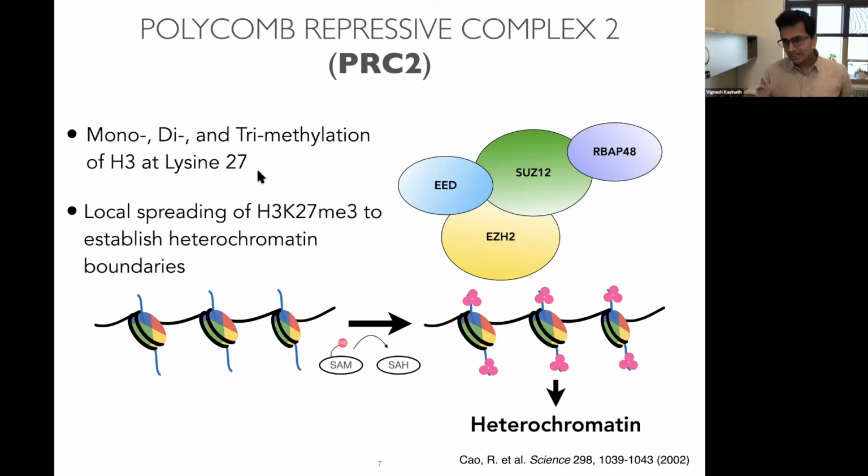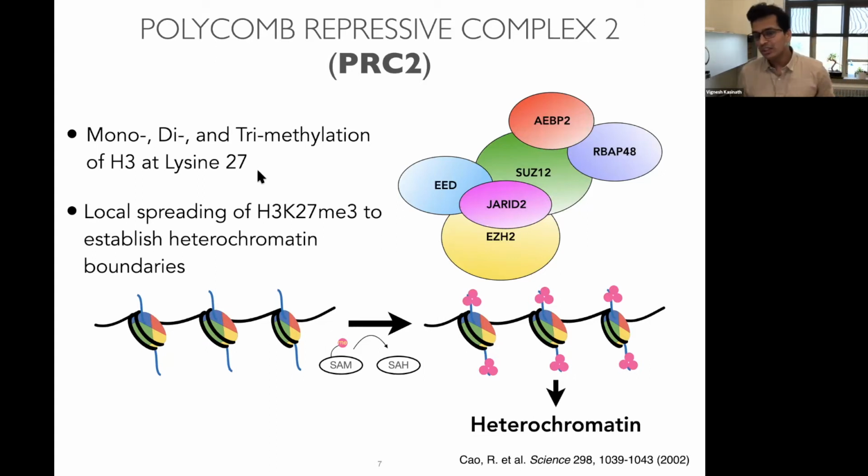So besides these, I mentioned that I'm going to talk about cofactors JARED2 and AEBP2. These two cofactors are fundamentally important during embryonic stem cell differentiation, and they play a number of roles. Most important among them is regulating the activity of PRC2, recruiting PRC2 to specific genomic loci, and several others.